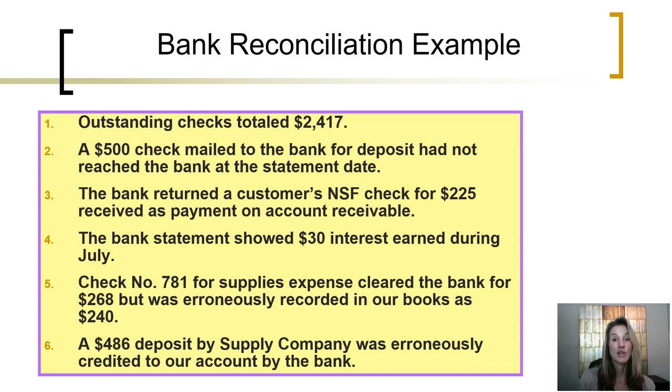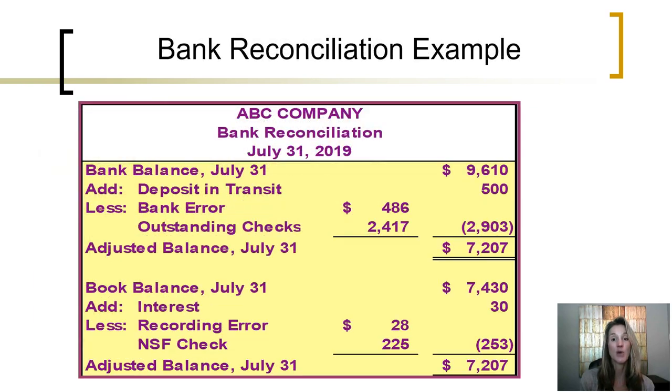We know it's the bank side that doesn't know about this deposit, so we know we're on the bank side of the reconciliation. That $500 deposit in transit, once it's processed by the bank, will increase the bank balance. So we're going to add the $500 deposit in transit to the bank balance.